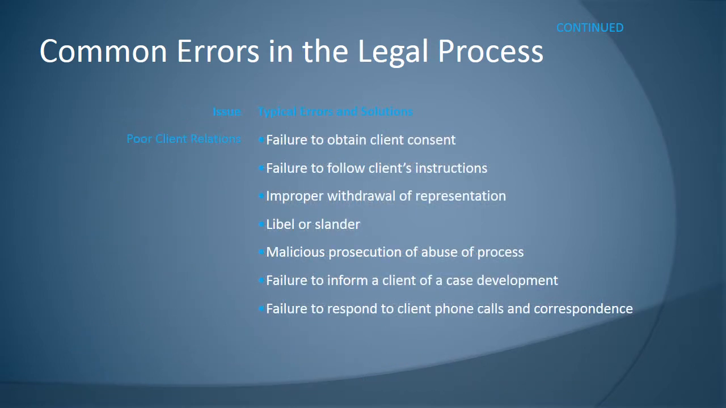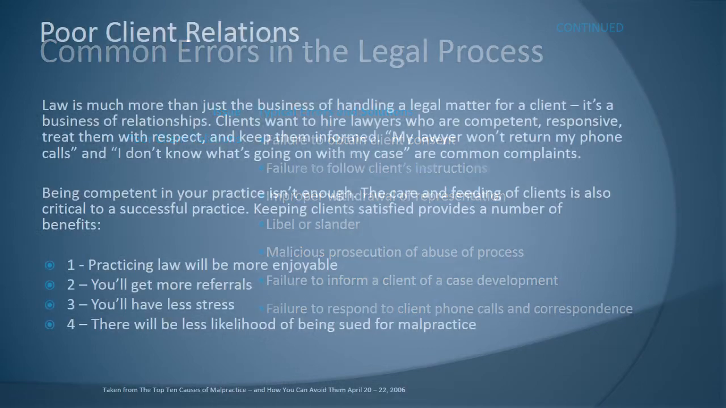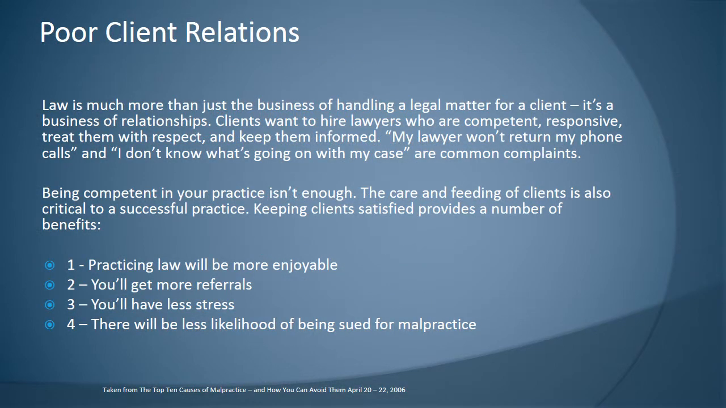Another issue, and this is a biggie, especially when you're dealing with Six Sigma, because Six Sigma again focuses heavily on the customer. So poor client relations is huge, and these are some typical errors. Failure to obtain client consent, failure to follow client's instructions, improper withdrawal of representation, libel or slander, malicious prosecution or abusive process, failure to inform a client of a case development, failure to respond to client phone calls and correspondence. It's huge. It's so huge, at an ABA Tech show, they discussed it.